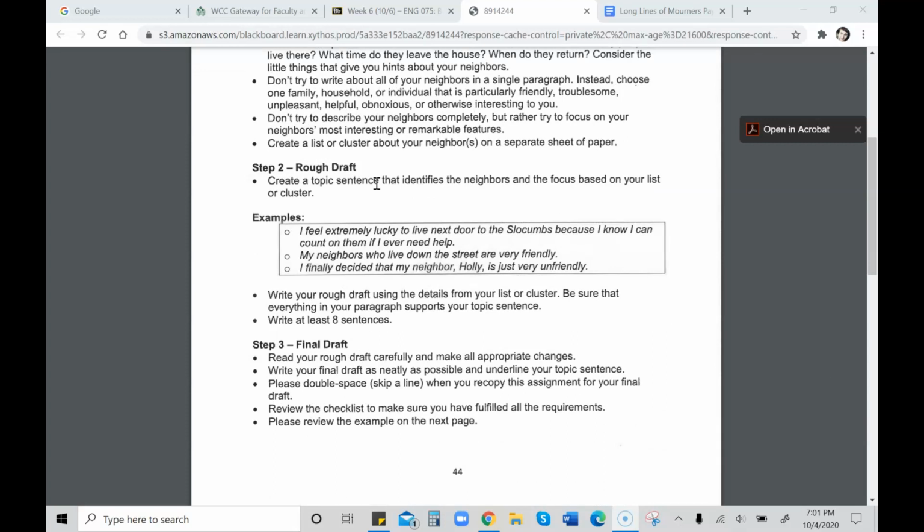And in this case, you want to go ahead and create that topic sentence that identifies that neighbor and the focus based on that list or that cluster. So maybe you have some really positive people who live next to you, or maybe somebody terrible who lives by you. You never know. And then focus around trying to get to about 8 to 10 sentences or so roughly for this draft. Now, because we're going to use this assignment for the descriptive paragraph, the formal assignment number 2, you really only need to get to rough draft on step 2.